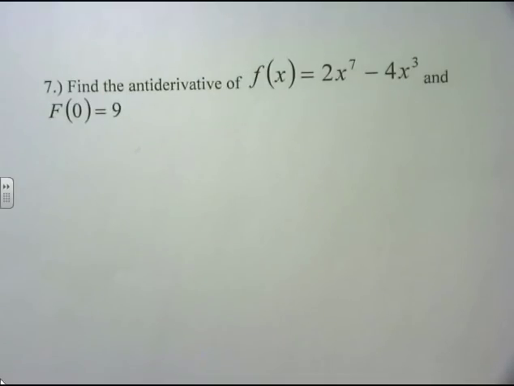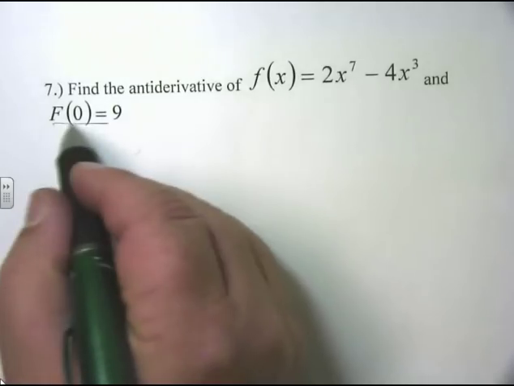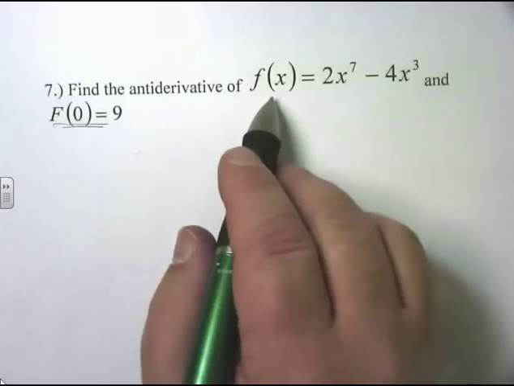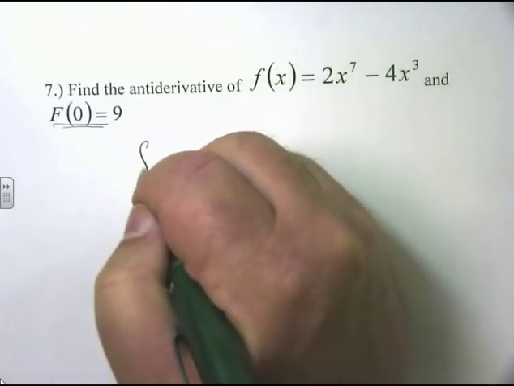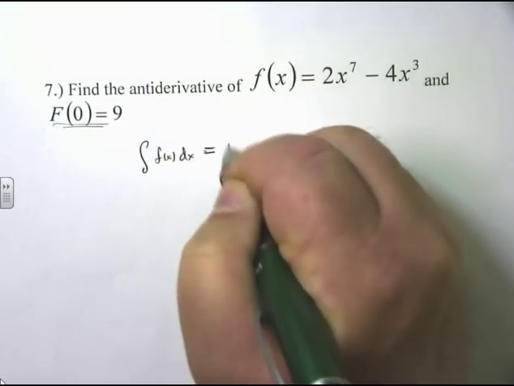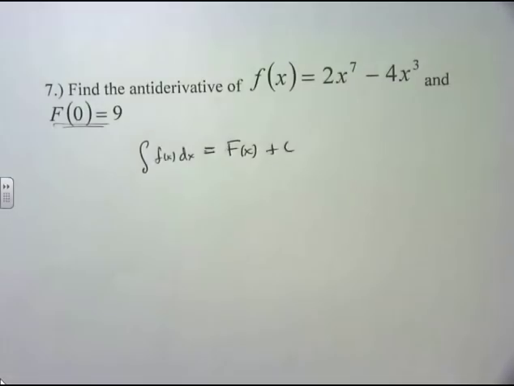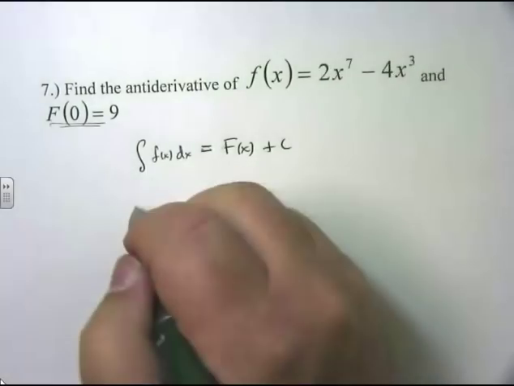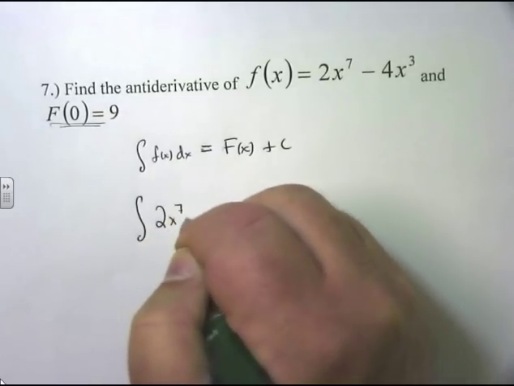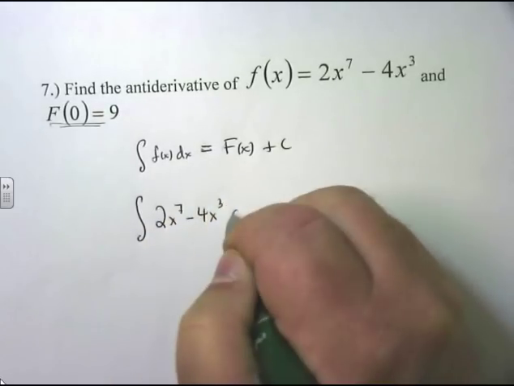Find the antiderivative of f of x equals 2x to the 7th minus 4x cubed, and f of 0 equals 9. Something new has been added, and I'll talk about that in a second. But let's do the first thing. Find the antiderivative of this guy. Well, remember, the antiderivative of little f of x dx is equal to big F of x plus c. So I'm supposed to take the antiderivative of 2x to the 7th minus 4x cubed dx.